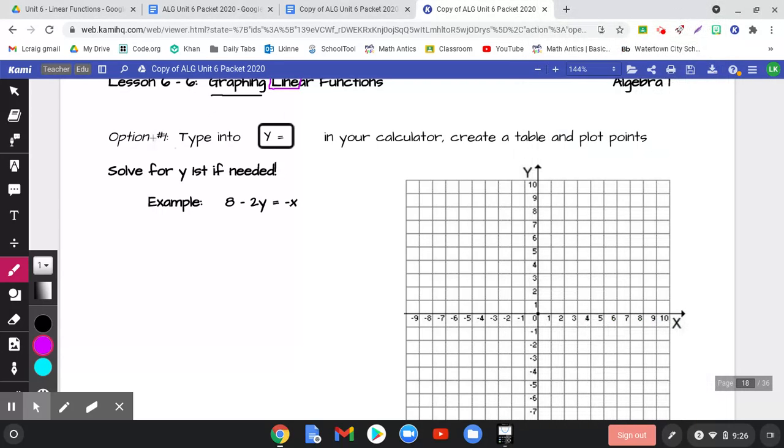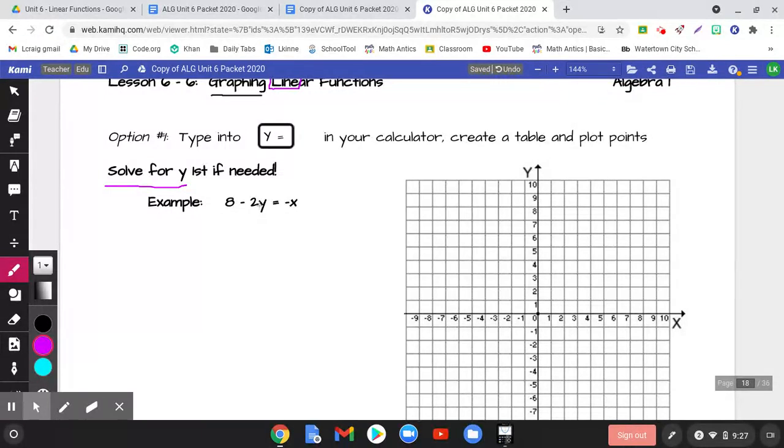The first thing that you need to do, regardless of the option that you're going to use, I'm going to show you 2 today, you need to make sure that you get y by itself. All right, that's the most important. So we need to solve for y first, if needed. If it already says y equals, you're good to go.